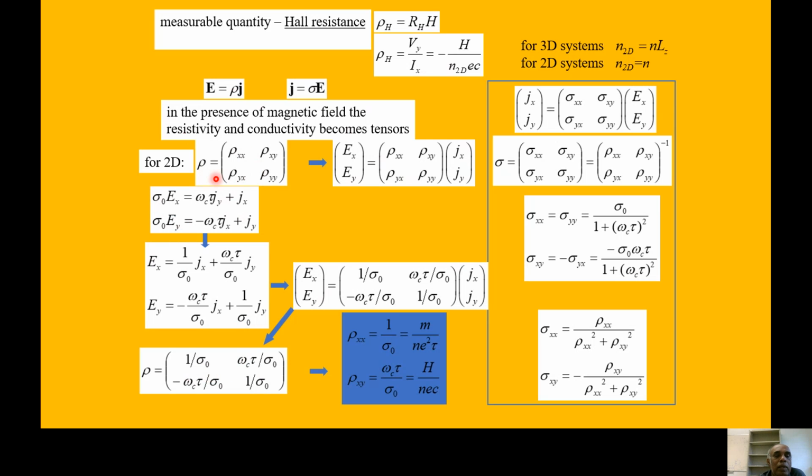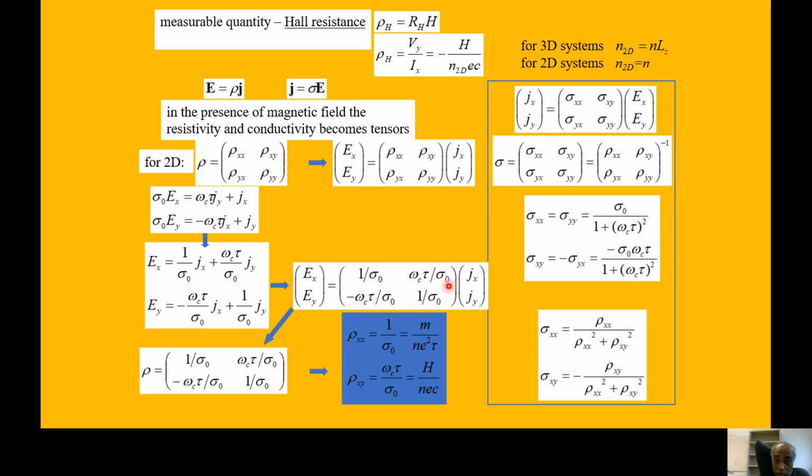We already did, using that relaxation time, dp over dt, that is 0, that equals minus E plus V cross B minus P over tau. You get this equation, right? So now you can see what your rho xx and rho xy are, because this is the rho terms, right? This is your rho xx, this is your rho yy. You can see rho xy and rho yx.